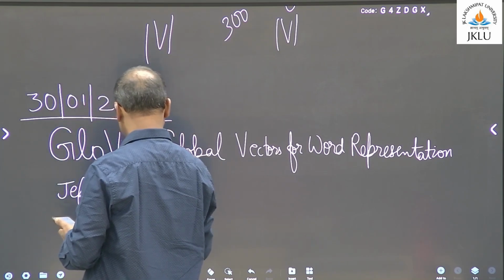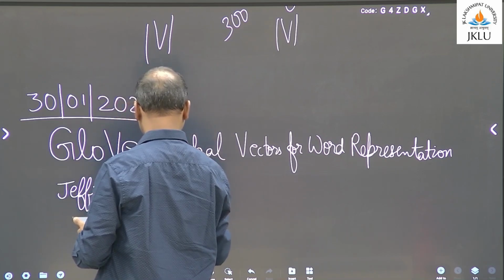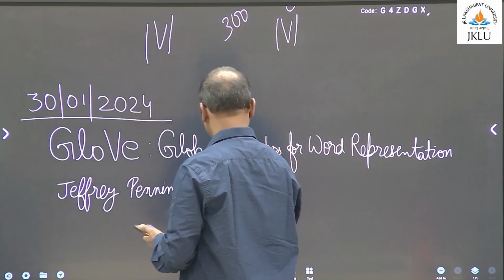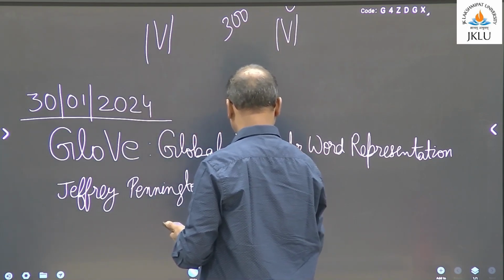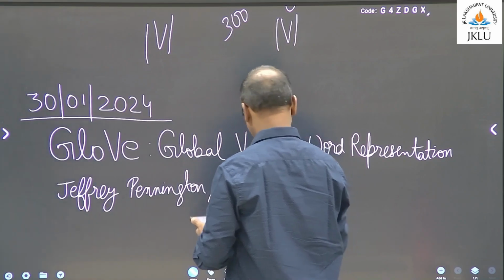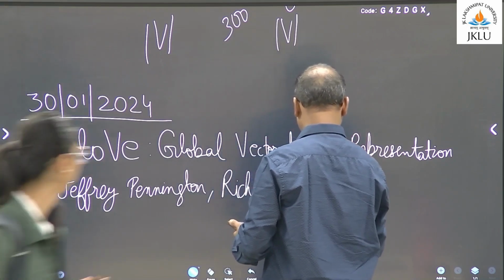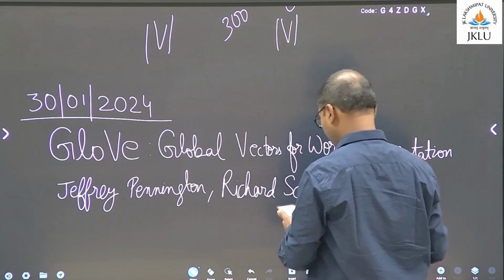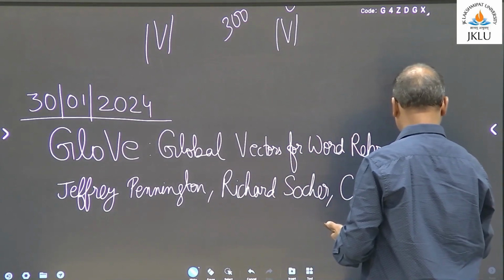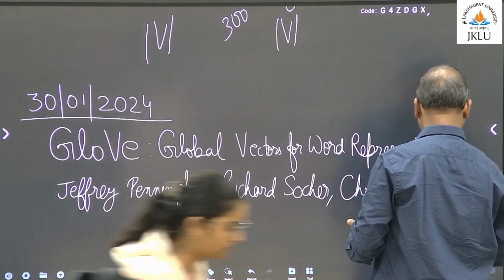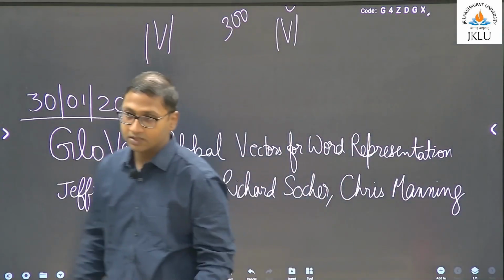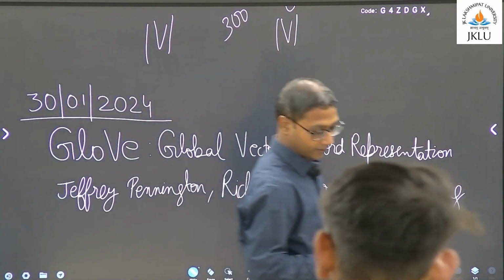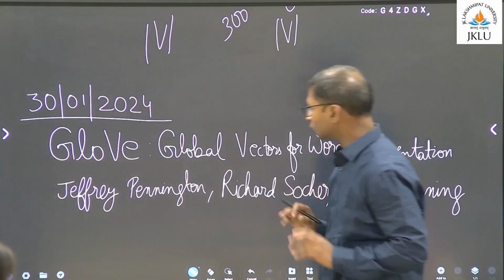Jeffrey Pennington, Richard Socher, and Christopher Manning. I am just writing his name in short form. These people are from the NLP group at Stanford. So today we are going to talk about this.